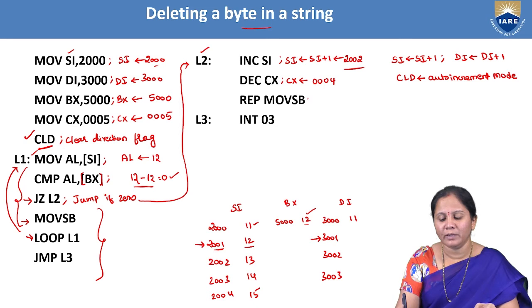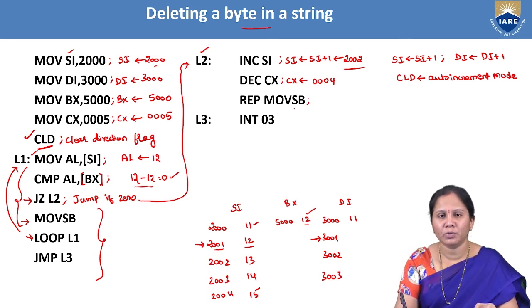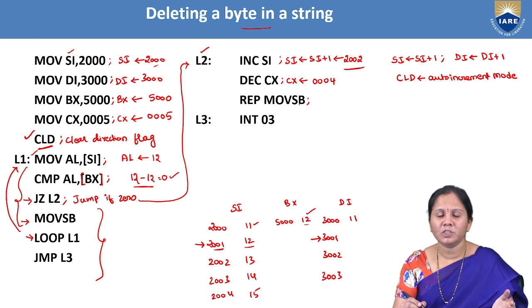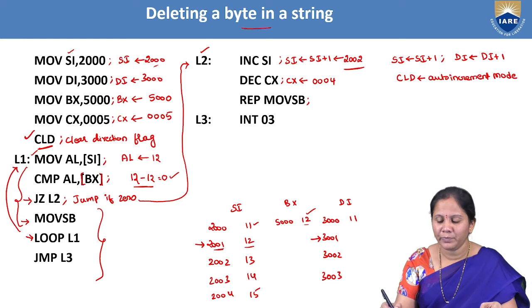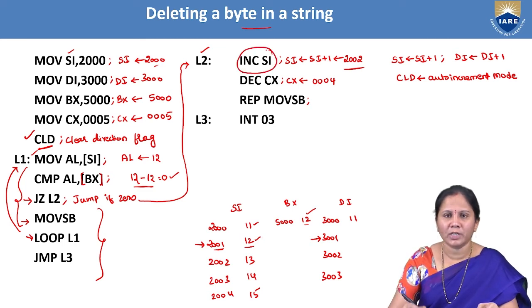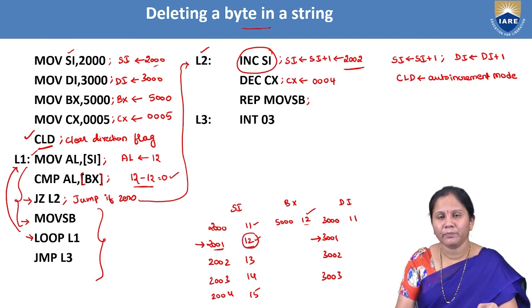The value of SI here is 2002. So repeat MOVSB: if this repeat MOVSB instruction is executed, the entire remaining data which is present in SI will be moved into the DI location. After this number has been identified, by writing this increment SI instruction, we have skipped the 2001 value which should have been moved into the DI location. Because of skipping, the 12 will be skipped. Skipping means that the value 12 byte will be deleted.